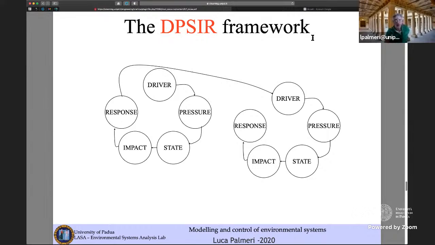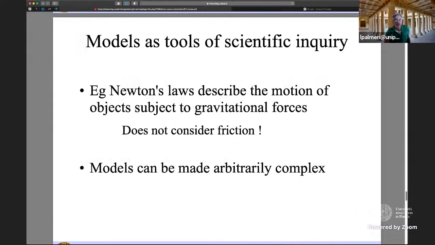I present this model to you because this first classification of indicators, environmental indicators, is the one that has been adopted by all international organisms dealing with environmental impact assessment. Driver, pressure, state, impact, response.